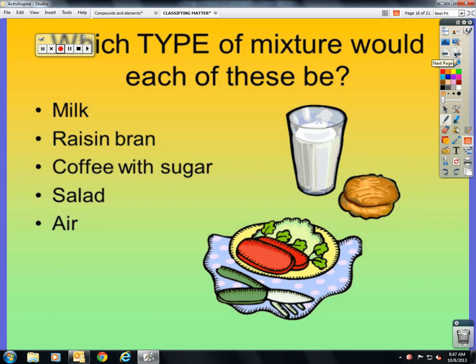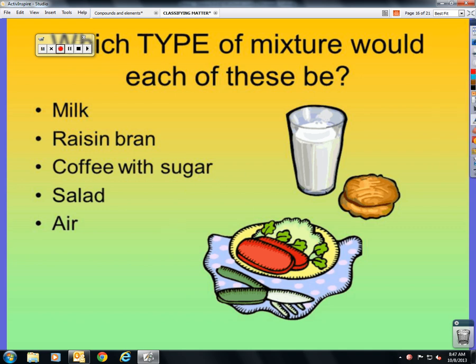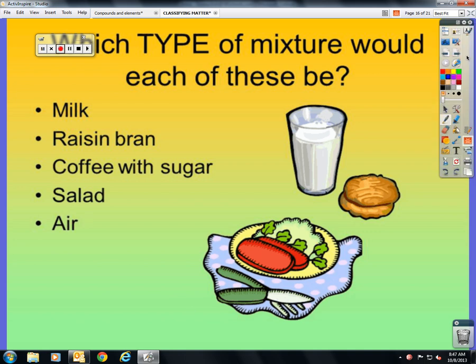Which type of mixture would each of these be? Milk would be a colloid. It doesn't settle out and it's cloudy. Raisin bran would be heterogeneous because I can see the raisins in the bran. Coffee with sugar in it, the sugar's dissolved, it's a solution. Salad, it would be heterogeneous. Air, I could say homogeneous, or I could say a solution because something has been dissolved.